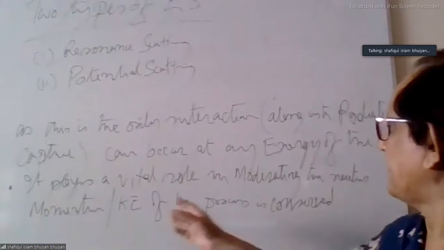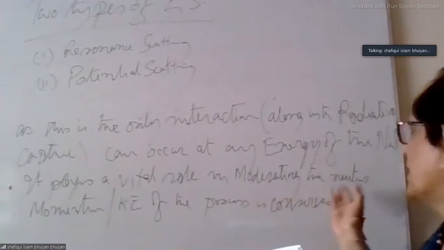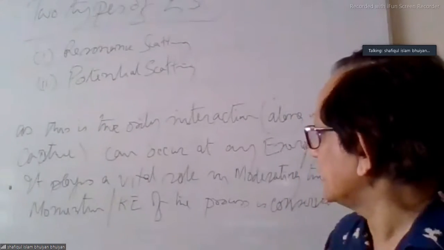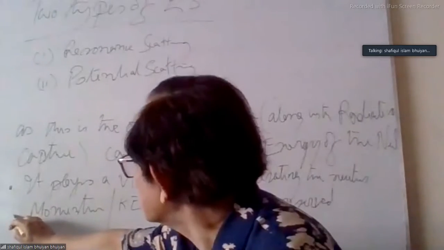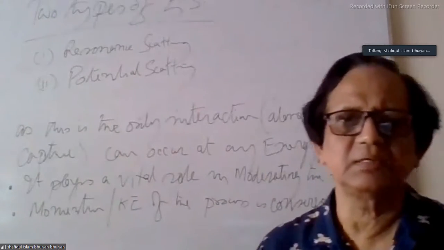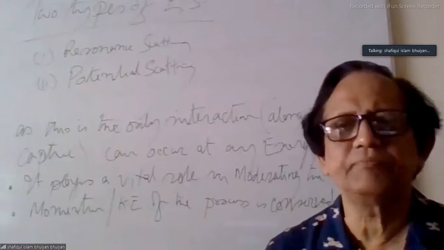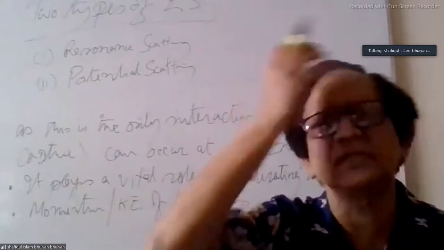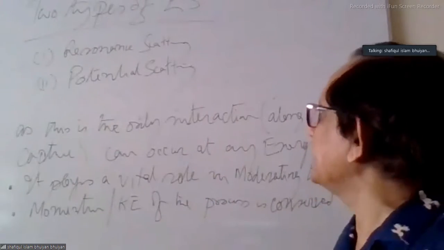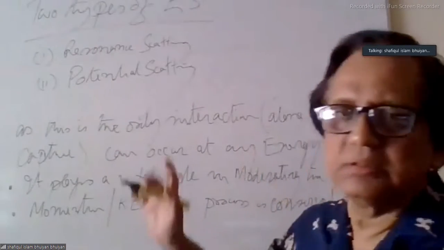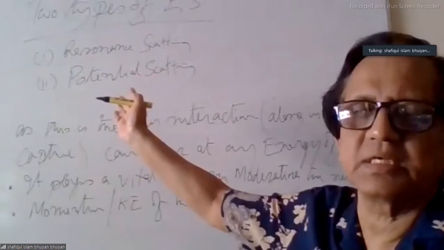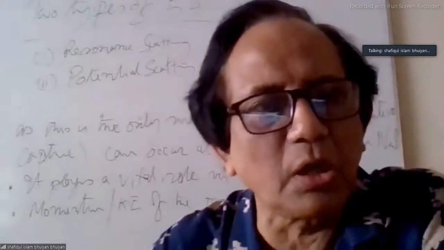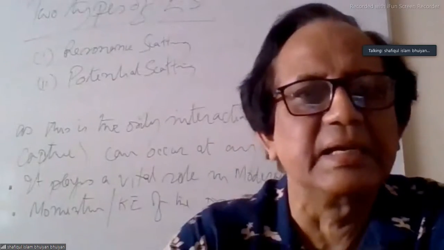Yes sir. It plays a vital role in moderating the neutrons. And the second is momentum and kinetic energy conserved. Actually, we shall have to write all the interactions in conventional form. That's why we call it this. So there are two types, okay? Just follow this. There are two types, resonance scattering and potential scattering. We'll talk about the resonance and potential scattering later.